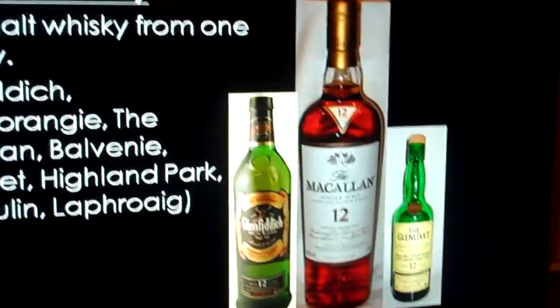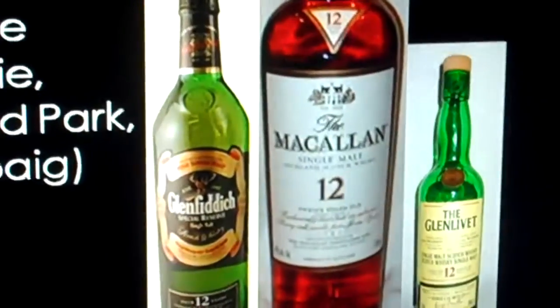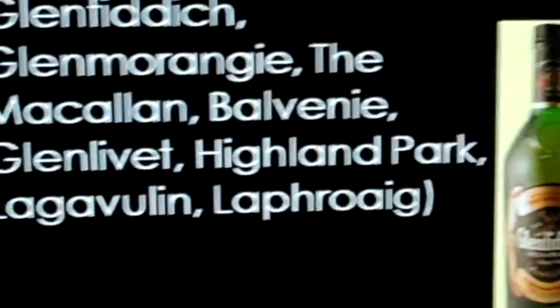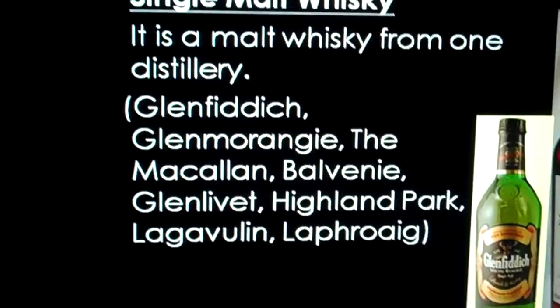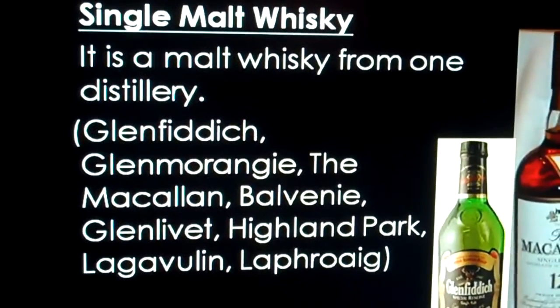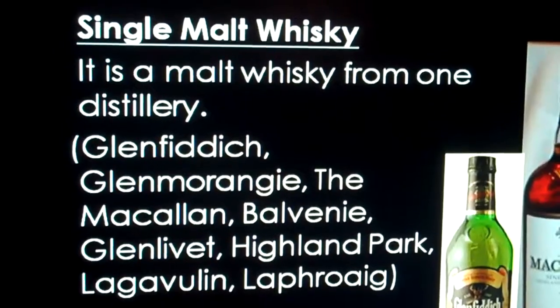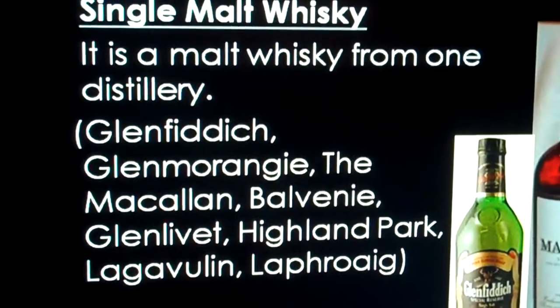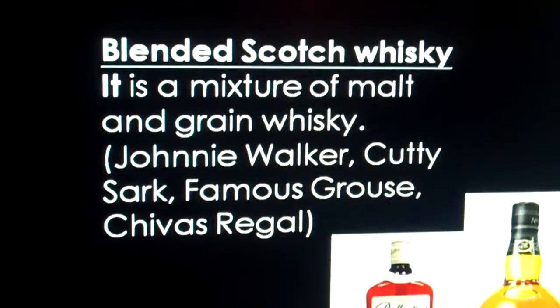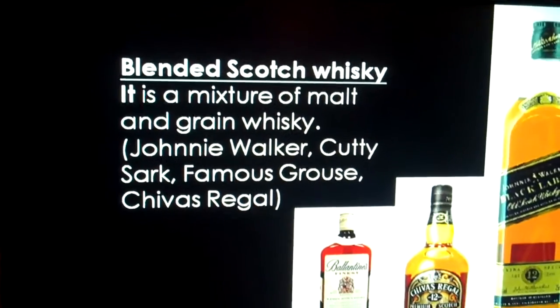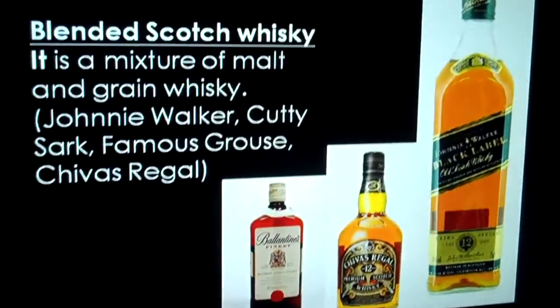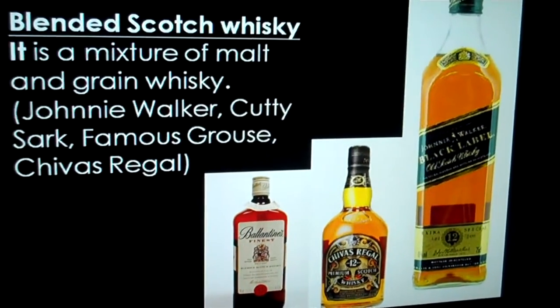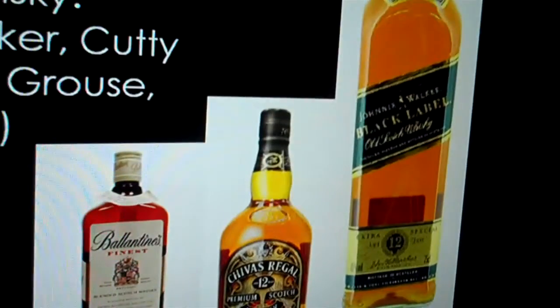Next, we have our single malt whiskey. It is a malt whiskey from one distillery, such as Glenfiddich, Glenmorangie, the Macallan, Balvenie, Glenlivet, Highland Park, Lagavulin, and Laphroaig. Next, the blended Scotch whiskey. It is a mixture of malt and grain whiskey. Johnnie Walker, Cutty Sark, Famous Grouse, and Chivas Regal.